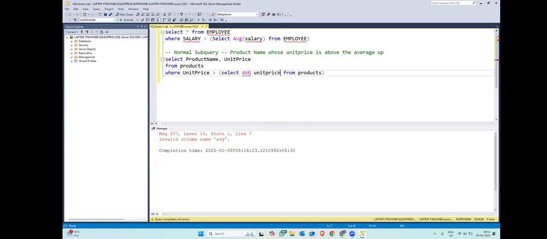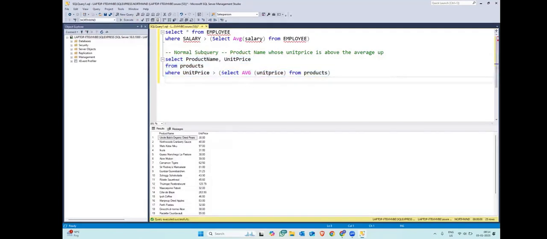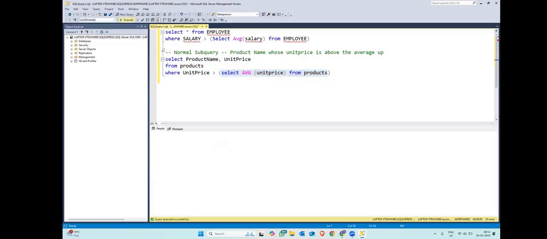You have to write this in brackets, right? Again, this is a normal subquery. Why? Because the inner subquery is not dependent on the outer query, right? But in case of a correlated subquery, which is greater than the average unit price in their category, right?